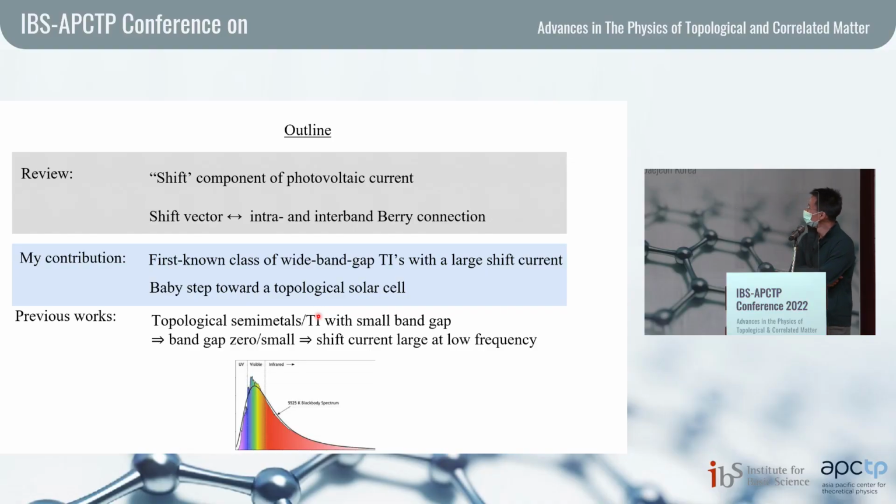Yeah, so a brief outline. First I'll review the shift component of the photovoltaic current. I'll tell you how the shift vector is related to the intraband and the interband Berry connection. This is the shift vector that appeared in yesterday's talk, but now reappearing in a photovoltaic effect.